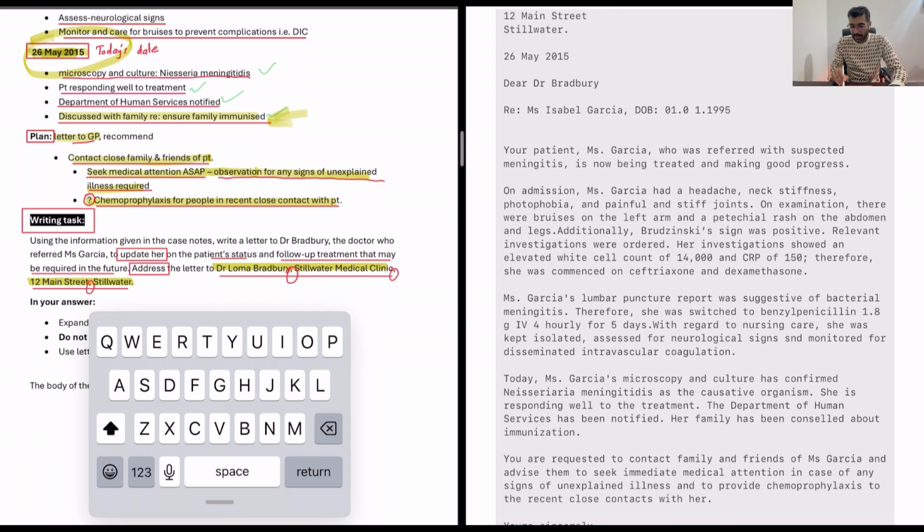Next paragraph. Ms. Garcia's lumbar puncture report was suggestive of bacterial meningitis. Therefore, she was switched to benzyl penicillin 1.8 gram IV 4 hourly for 5 days. With regard to nursing care, she was kept isolated, assessed for neurological signs, and monitored for disseminated intravascular coagulation. Today's paragraph. Today, Ms. Garcia's microscopy and culture has confirmed Neisseria meningitis as the causative organism. She is responding well to the treatment. The Department of Human Services has been notified. Her family has been counseled about immunization.